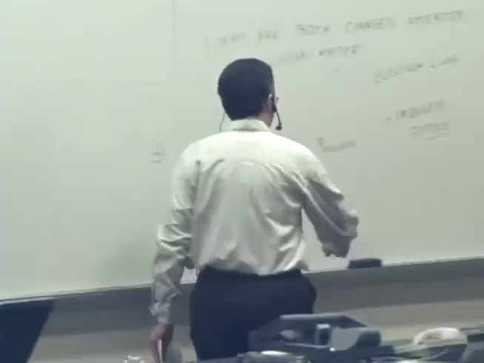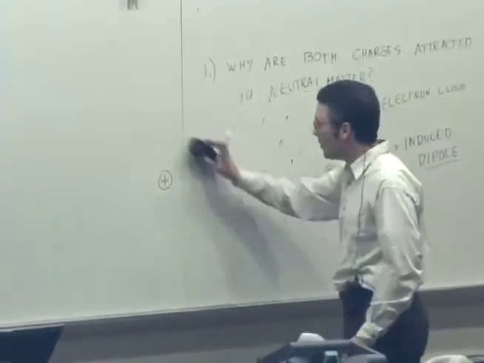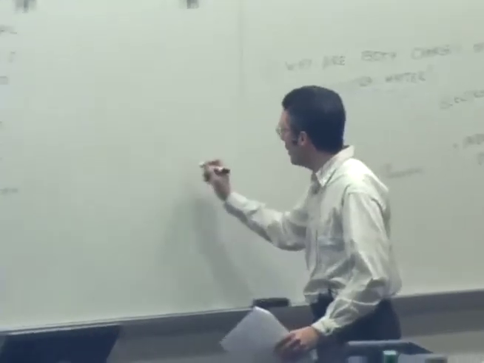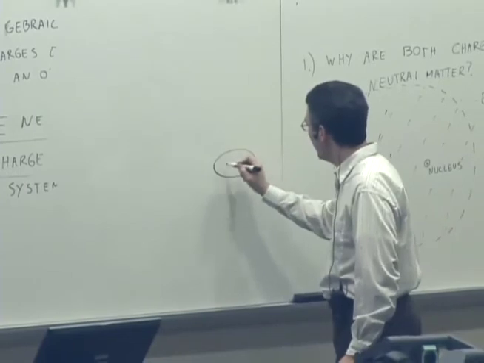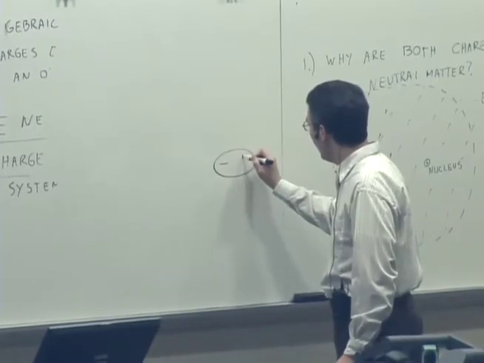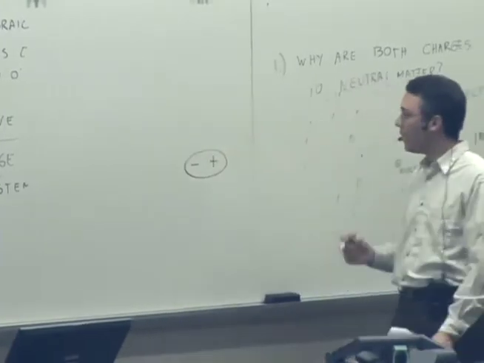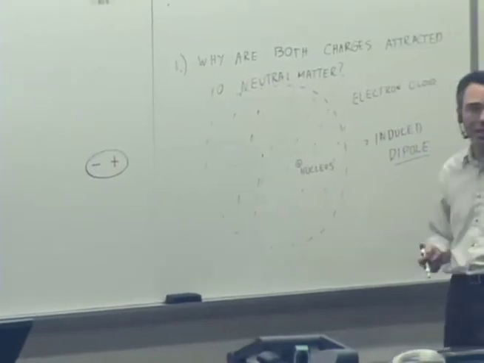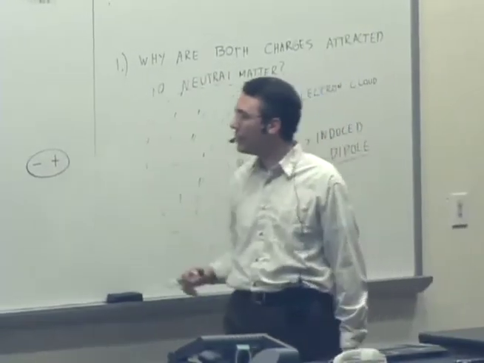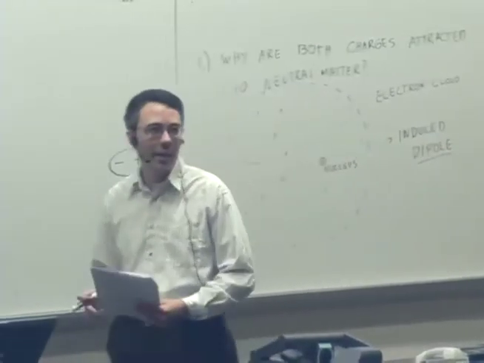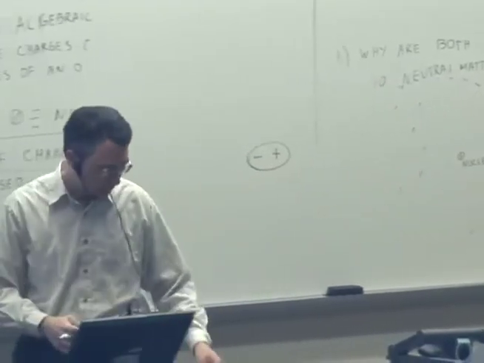Diagrammatically, we're going to represent an induced dipole by just drawing a little oval with one end negative, the other end positive. So this is a convention that's used in the textbook to show a molecule or an atom that has been turned into an induced dipole by the presence of an electric interaction.